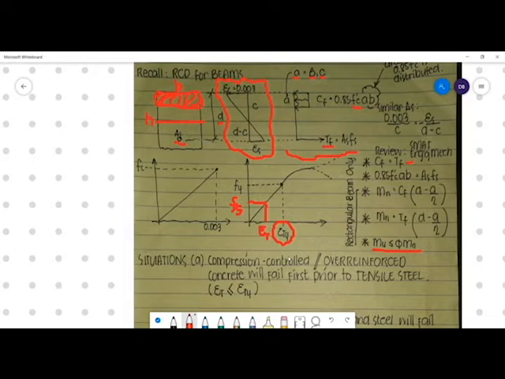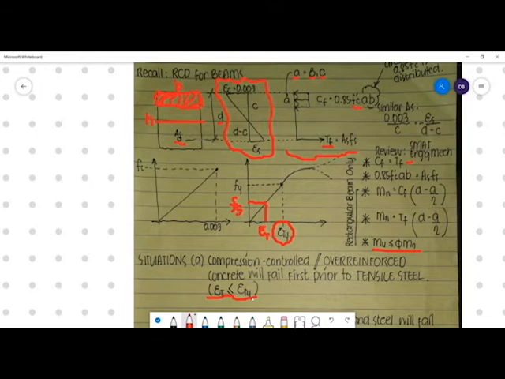Over-enforced design. No? And we don't want that. No? Of course, how are we going to find out if our RC beams are over-enforced? If this one, no? Kagaya ng kakasabi ko lang.